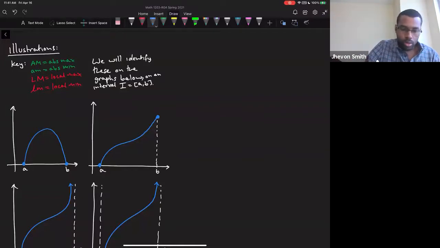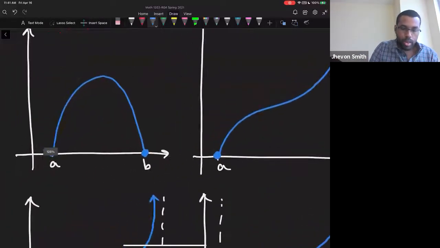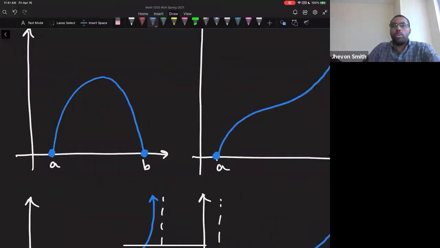All right, so first one, any absolute maximums or minimums on this? Yes or no? There's a maximum. Yeah, where is it? On top of the parabola between A and B. Right, very top over here.